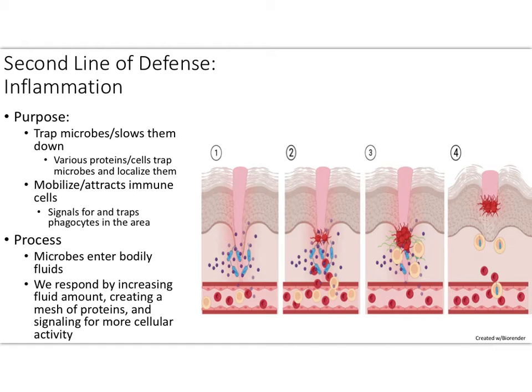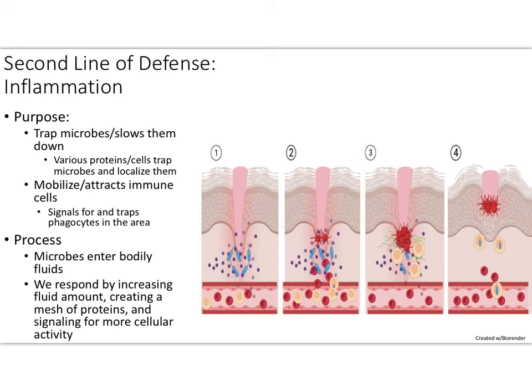The purpose of inflammation really is twofold. It is to trap microbes and slow them down, and also to mobilize and attract other immune cells from our bodies. Trapping microbes helps keep them localized, preventing them from spreading through the rest of the body and causing more damage as they go. And attracting these other immune cells helps those microbes become destroyed, hopefully just in that local area, again, so that they don't spread and cause further damage.